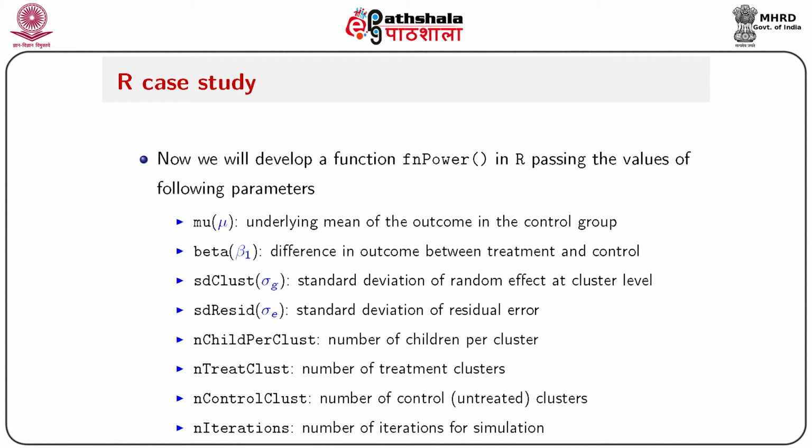Let's do a case study. Now we will develop a function f_power in R passing the following arguments: the mu, beta, the SD cluster, the SD residual, n child per cluster, n treatment per cluster, n control per cluster, and n iterations, the number of iterations for simulation.